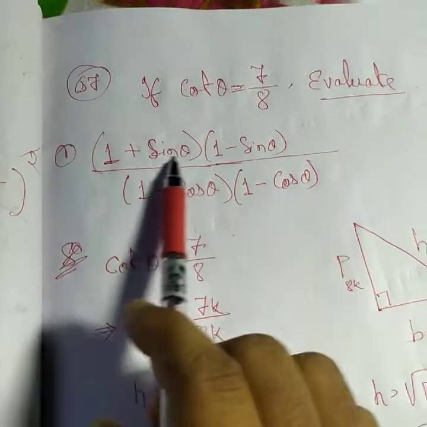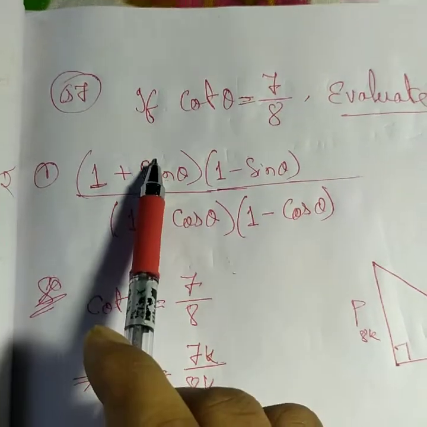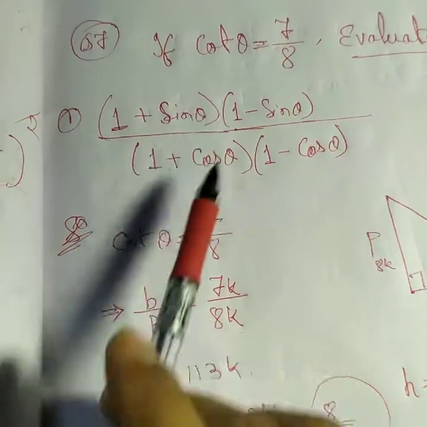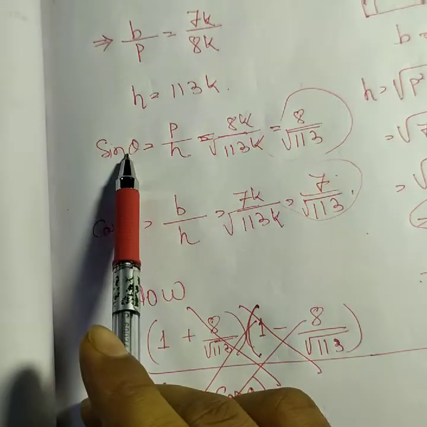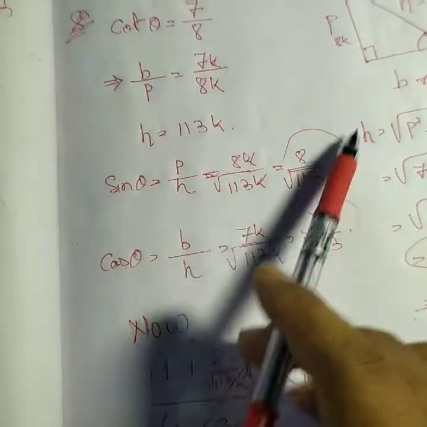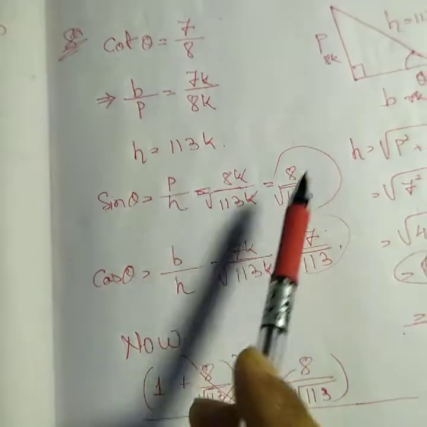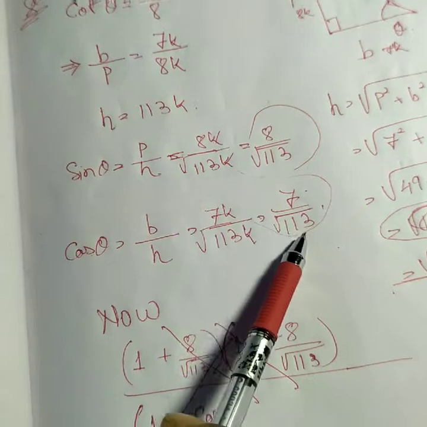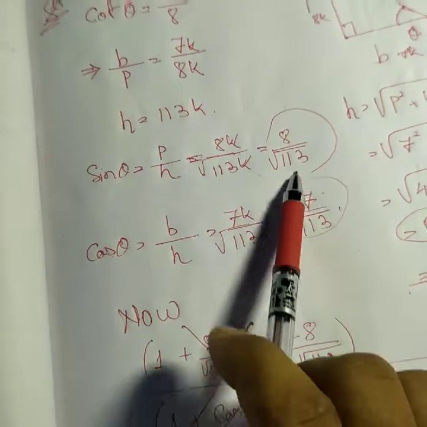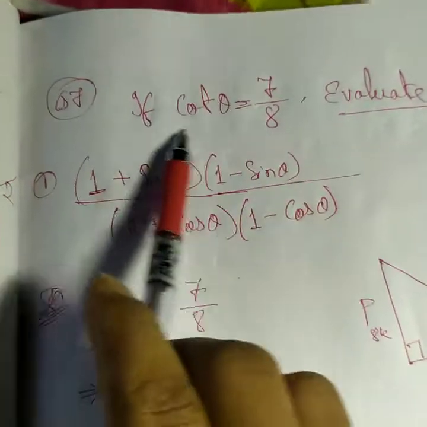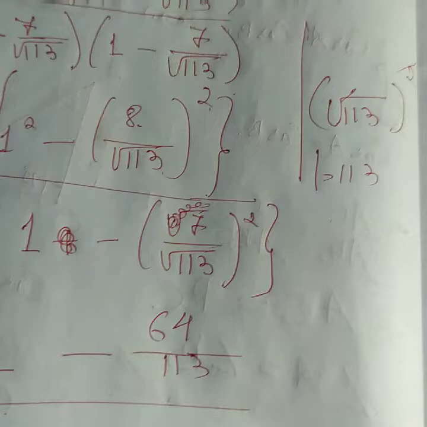Okay, now since we have found the value of hypotenuse, you can put the values here. But before that, what values are associated here? Sine and cos is there. Find their values separately first. So sine theta, what is the formula? P by h. Just put the value. You have already got the value. You will get 8 by root 113. Then 7 by root 113. Don't forget the root. Now these values, sine and cos, you can put here and start calculating.